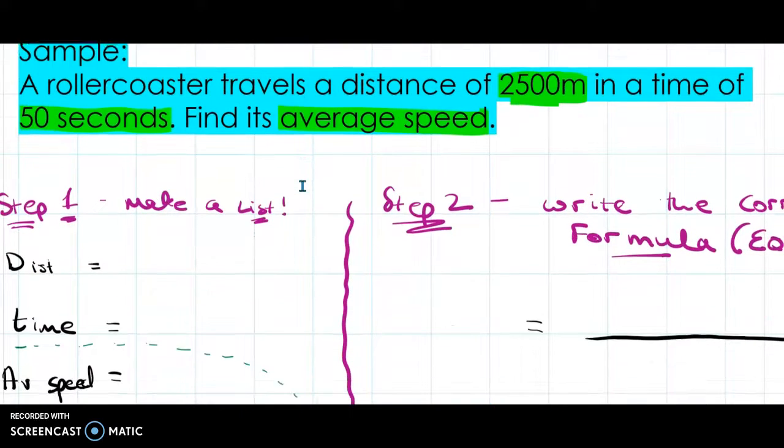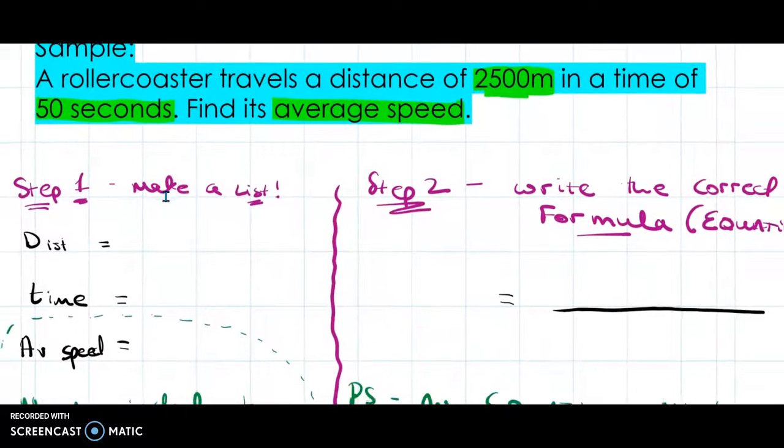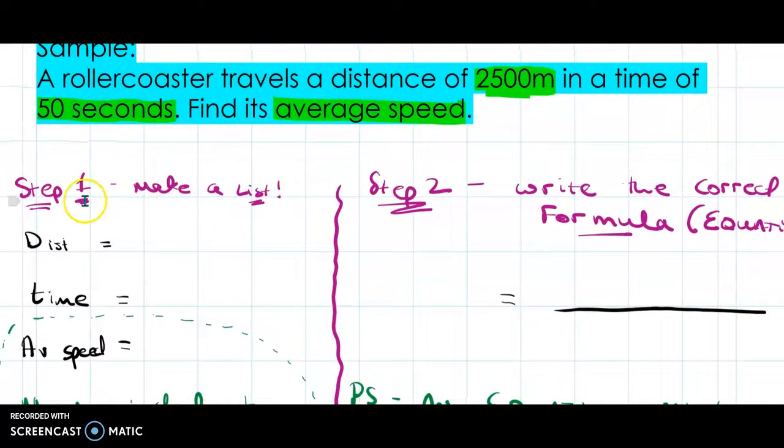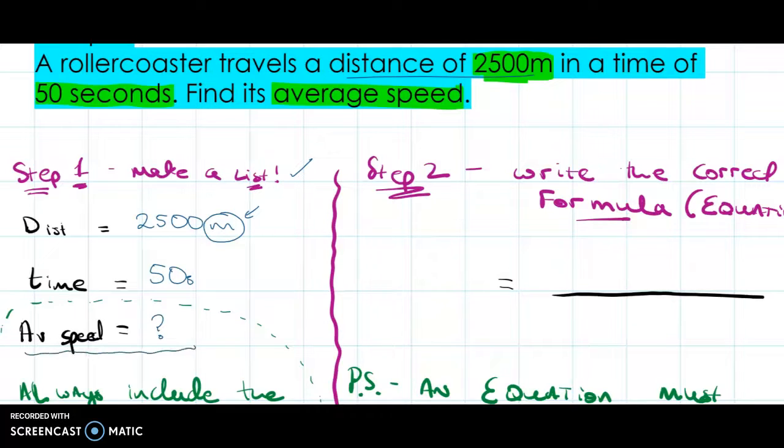Okay, so what does that look like in practice? So we'll run through the question one more time. The roller coaster travels a distance of 2,500 meters in a time of 50 seconds. So the first thing we do is we make our list. That's step 1. The distance is 2,500 meters, and I always make sure to include the unit on my list. The time is 50 seconds. And the average speed is the thing I'm trying to work out. So in the list, the average speed was going to have a question mark on it.